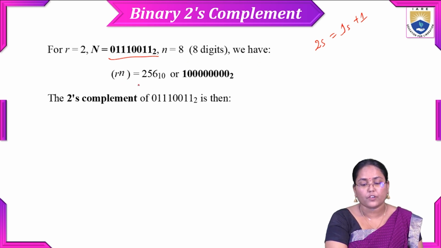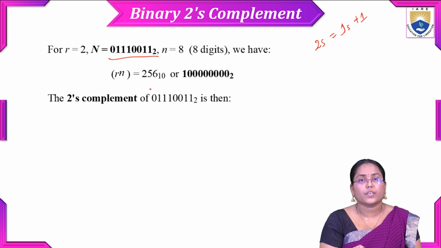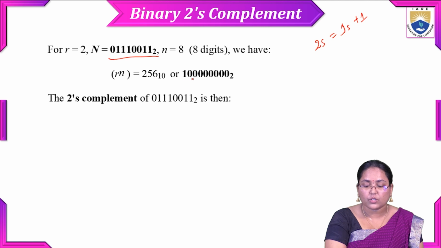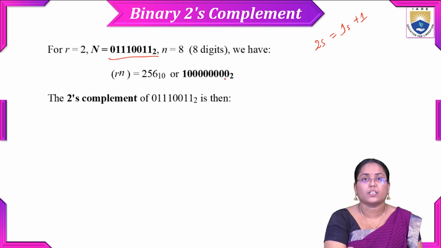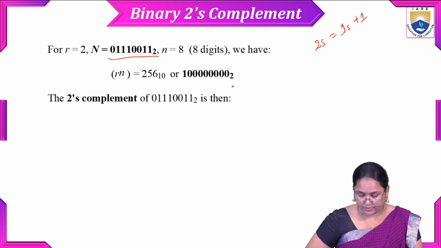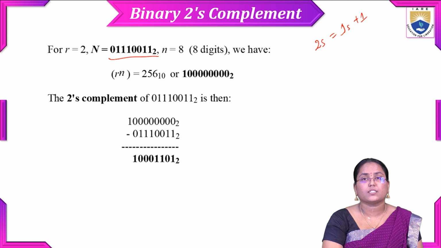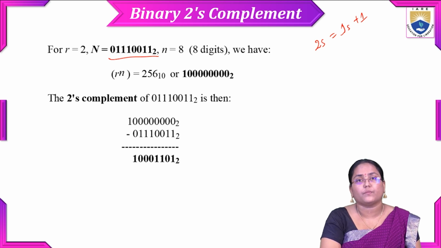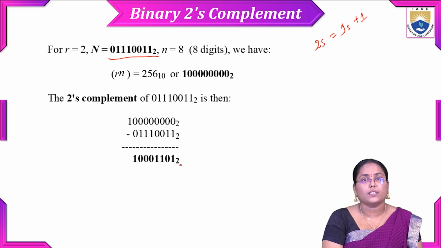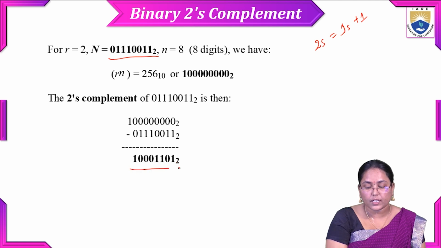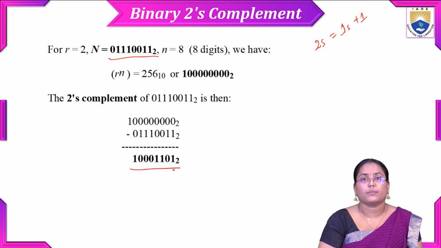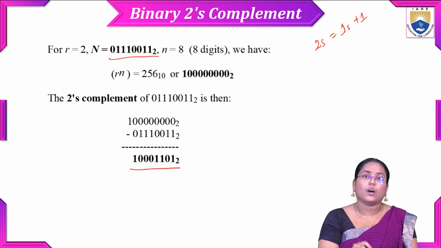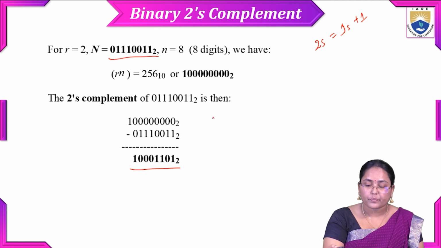Then we have r to the power of n equals 256, which we can write in this format as 1, 0, 0, 0, 0, 0, 0, 0, 0. An extra digit we are going to get in this one. Now, as we have this particular binary format here, I'll be subtracting the capital N value from it. Once I subtract the capital N value, the resultant number is this one. Now let us look at how we are going to get the result here.